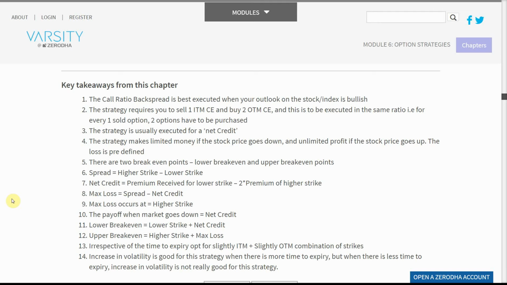Spread equals higher strike minus lower strike. Net credit equals premium received for lower strike minus 2 times premium of higher strike. Max loss equals spread minus net credit. Max loss occurs at the higher strike. The payoff when market goes down equals net credit. Lower break-even equals lower strike plus net credit. Upper break-even equals higher strike plus max loss.